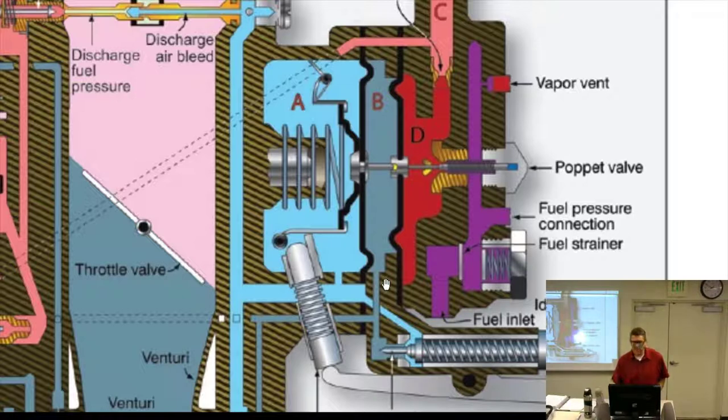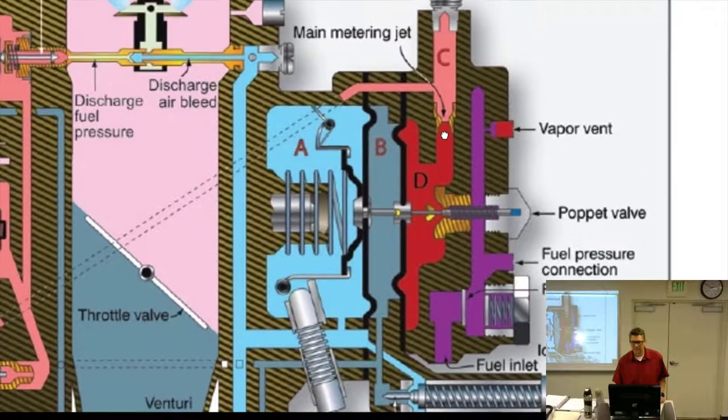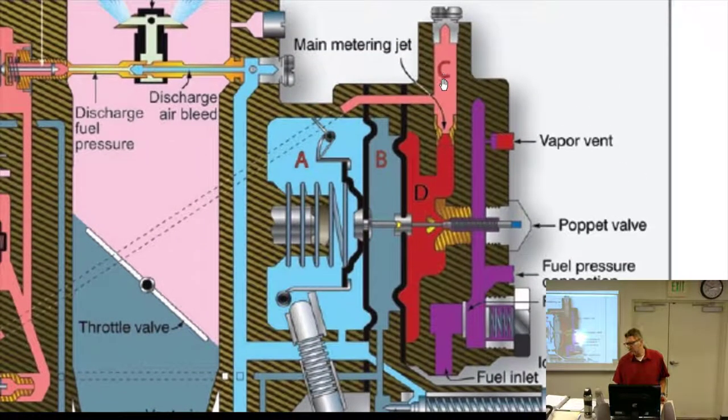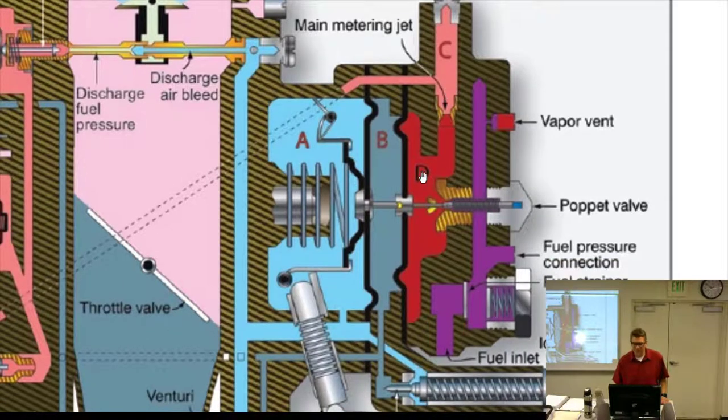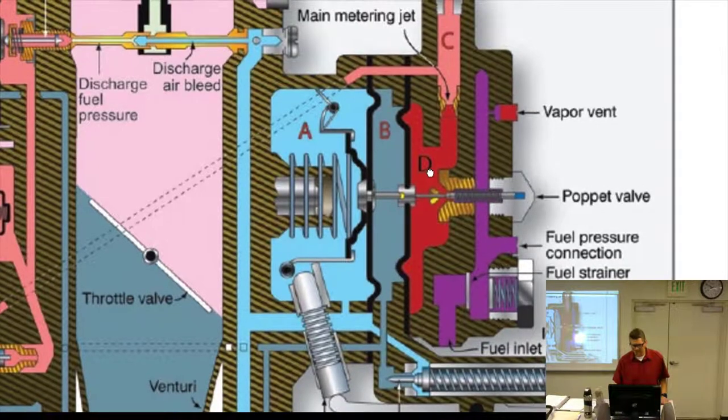C is then called what? Why is it metered fuel? Past the metering jet. So it's metered now. So then D is what? Unmetered. Okay.